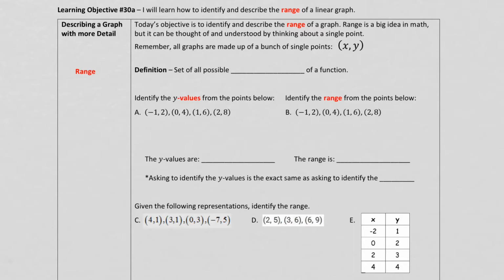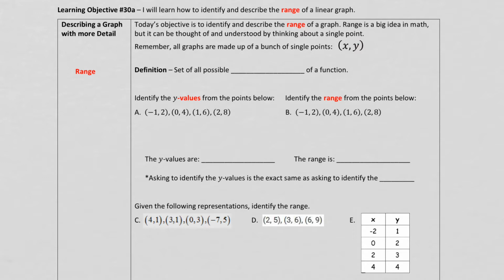So today we're going to learn how to identify and describe the range of a linear graph. Today's objective is just to identify and describe the range of a graph. Range is a big idea in math, but it can be understood by thinking about a single point. Like we said before, our ordered pair is an x and y coordinate. So remember, it's just a bunch of single points, your x and your y, to make ordered pairs, right?